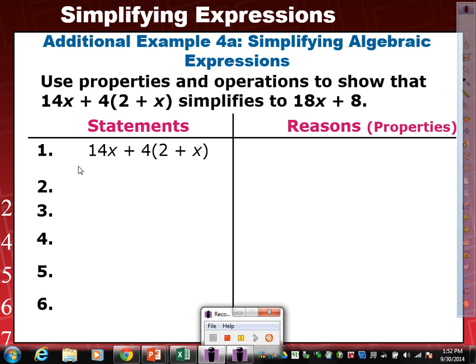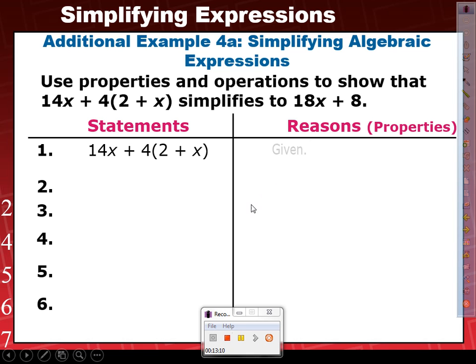So check this out. They're saying use properties and operations to show that this simplifies to this. So first of all, look up please. Where did I get this from? Tell your neighbor, where did I get this from? Everyone? From the problem. Whenever we start this process and we write whatever's in the problem, we're going to write as a reason, we're going to write given. So write that for the reason once we write that.